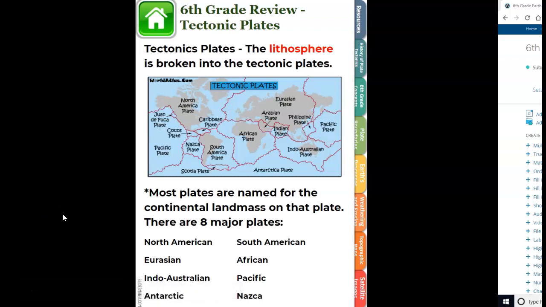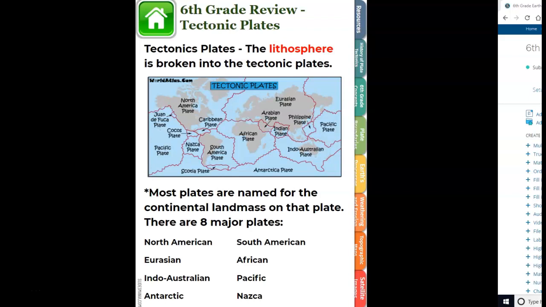So today we're going to do a sixth grade review. Now the sixth grade review is going to cover all of those concepts in geology that you've previously learned, but yet apply to what we're talking about in eighth grade. So the first thing we want to look at is the identification of the tectonic plates.